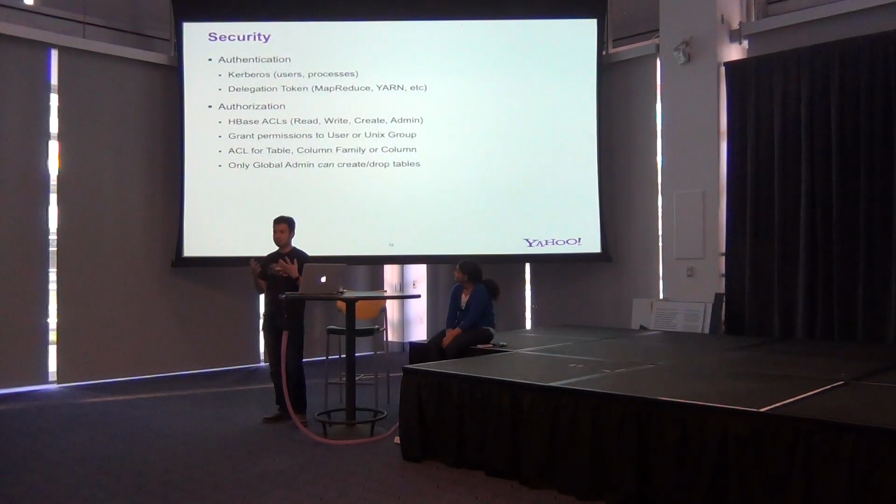So first, let's just have a quick overview of security. HBase has a similar security model to Hadoop in essence, in that it also uses Kerberos for authentication, and it also uses delegation tokens for dynamic running processes. HBase also has support for ACLs for authorization, and you can grant permissions on a user or a group. And these ACLs can be applied at the table, column family, or column level.